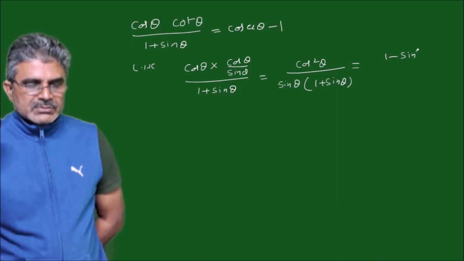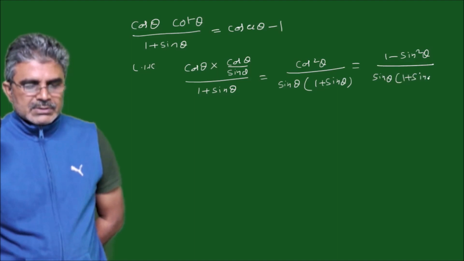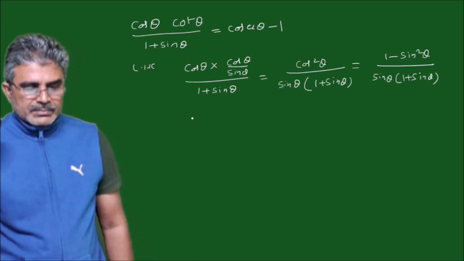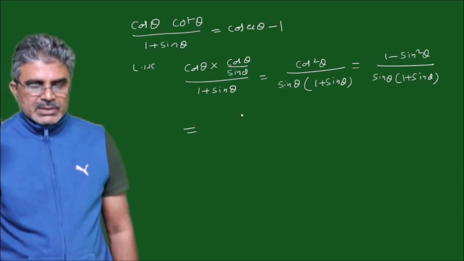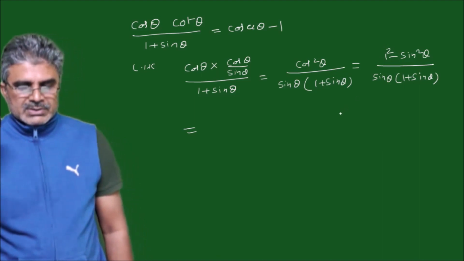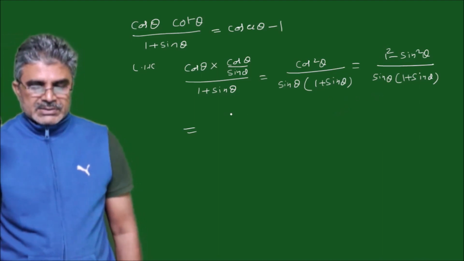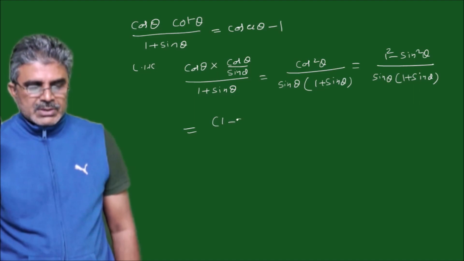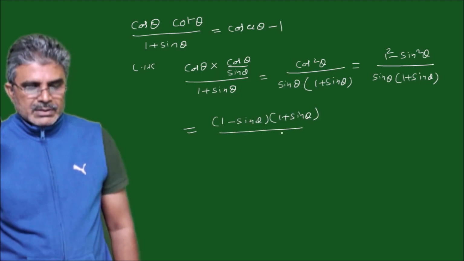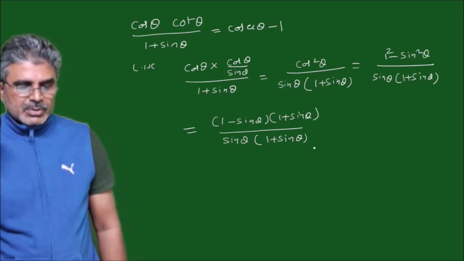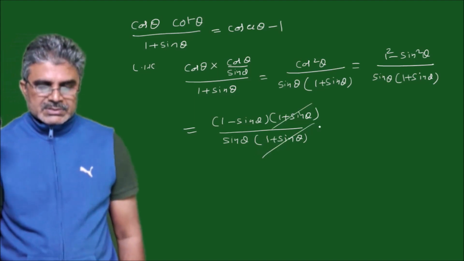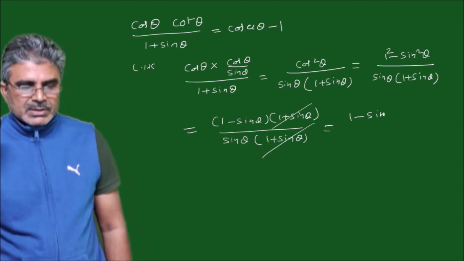I can write cos² θ as 1 − sin² θ from the identity, and below you have sin θ into (1 + sin θ). So here 1 − sin² θ looks like a² − b². This 1 I can write as 1². a² − b² can be written as (a + b)(a − b). So I write the numerator as (1 − sin θ)(1 + sin θ) divided by sin θ into (1 + sin θ), which is the remaining denominator. So 1 + sin θ gets cancelled. So you will have 1 − sin θ in the numerator, and in the denominator you have sin θ.